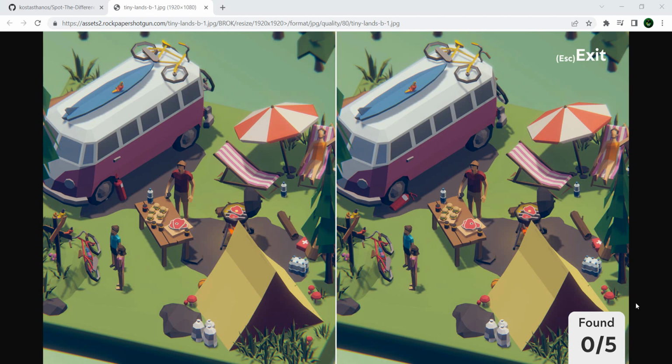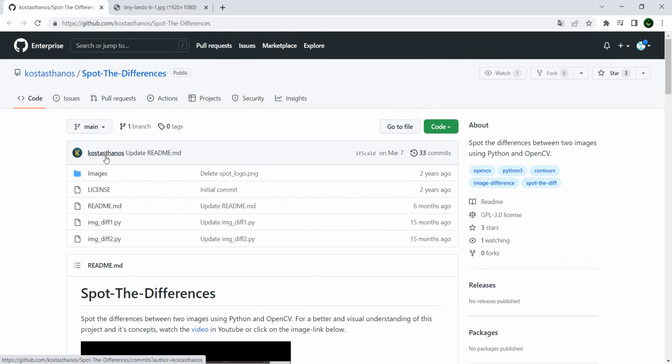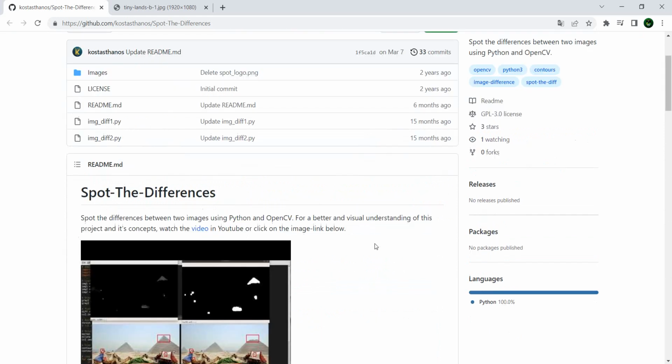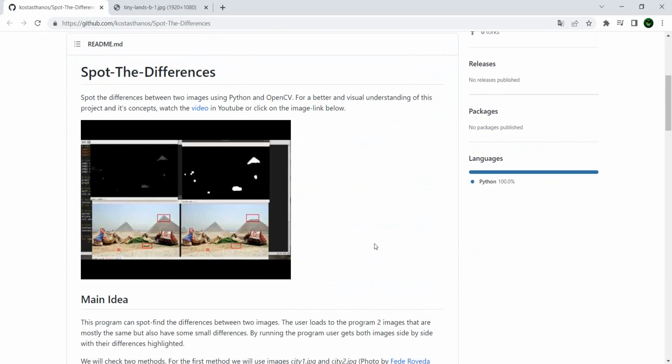If you found this kind of questions or games entertaining, I have a really nice way of how you can find the differences with Python. There's a GitHub repository from Costas Thanos. It's not the big Thanos with the glove, but a mathematician, who provided a nice solution of how you can spot the differences between two images using Python and OpenCV.